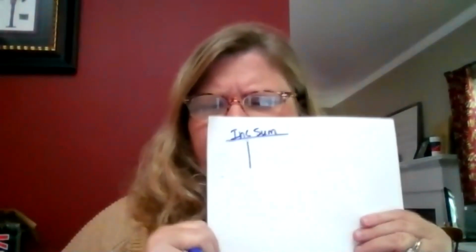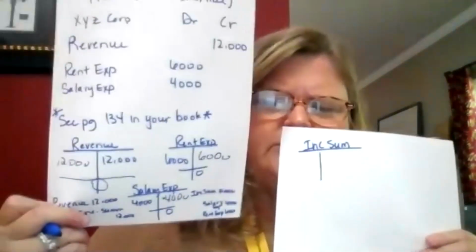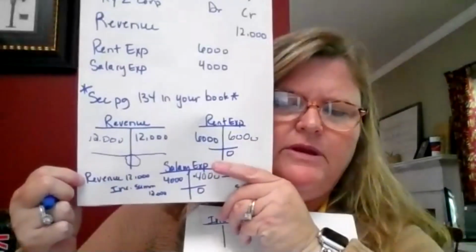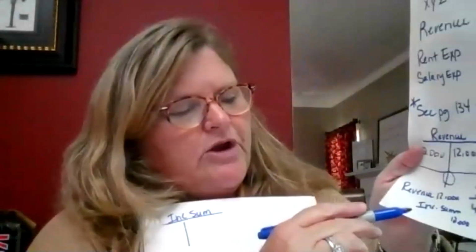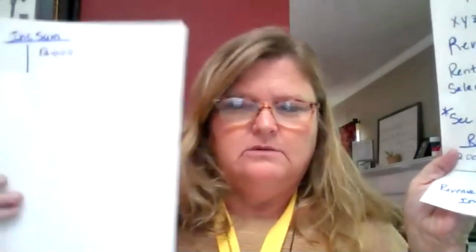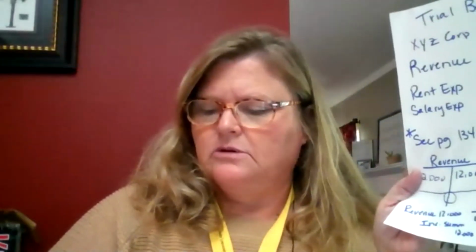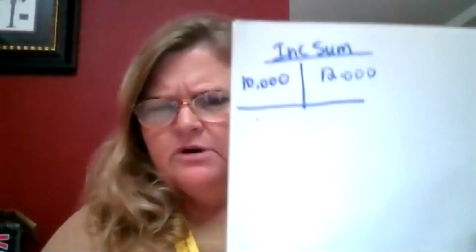Then I have to do step 3. Step 3 is close that income summary account. So you have to make a little T account for income summary and post these journal entries. So how do we do that? Well, right here, we credited income summary 12,000. I'm going to write that down on my T account. Then what did we do? Right here, we debited income summary 10,000. Write that down on my T account. So here's where I am so far.